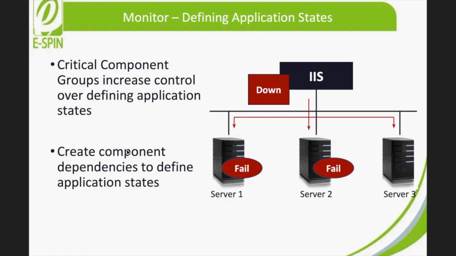Critical component is usually a group that increases control over the defined application state. You may define a component dependency to define the application state, like IIS down from all those groups of IIS servers, and it is definitely classified as down. So you don't need to continue to think about other conditions. You don't need to poll anymore, because from this dependency, if the thing is down, it is down, right?